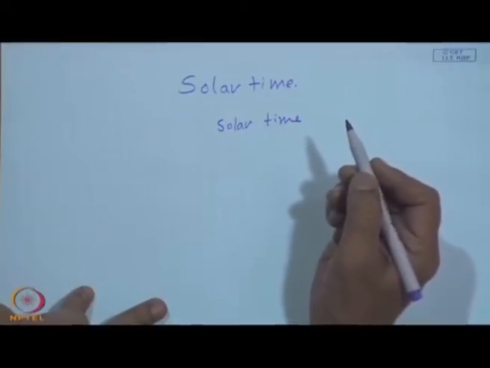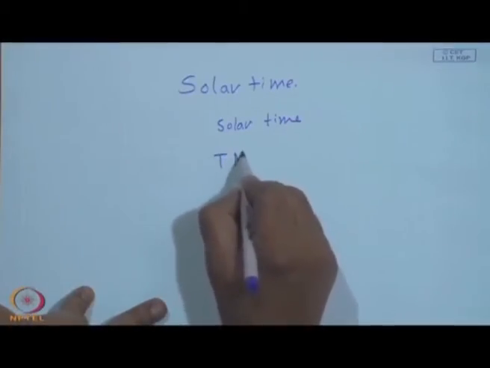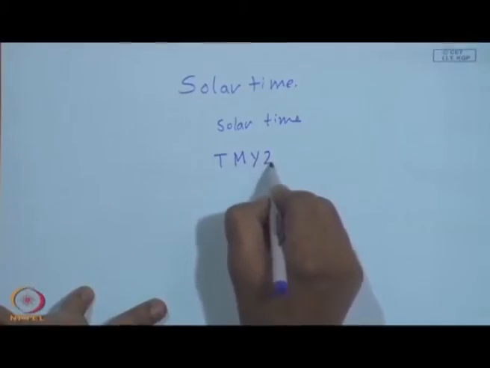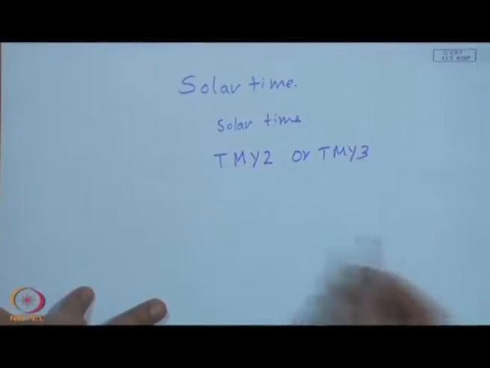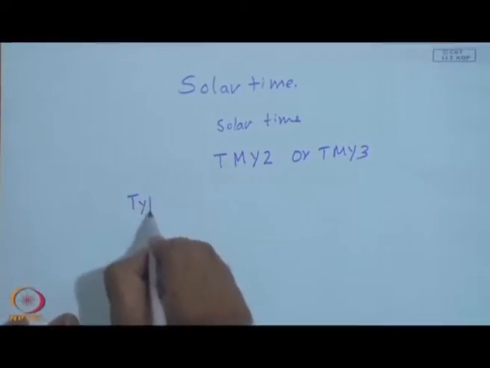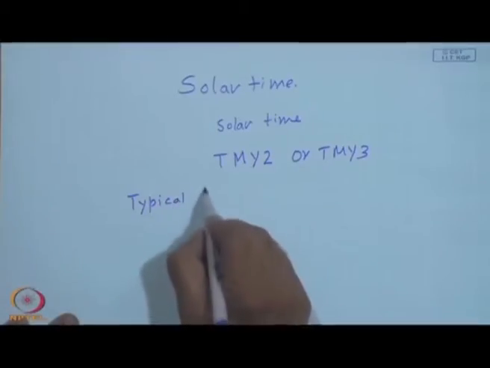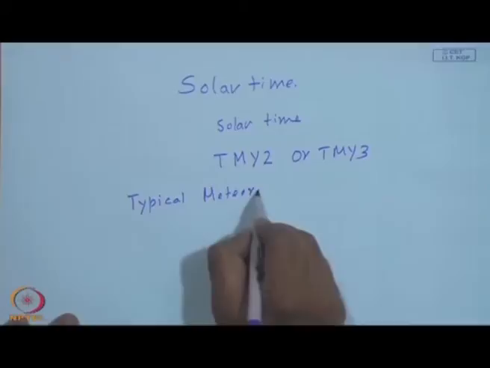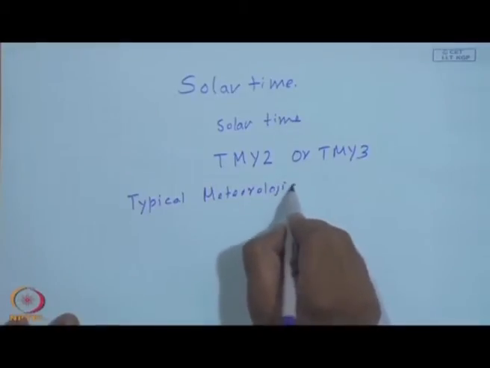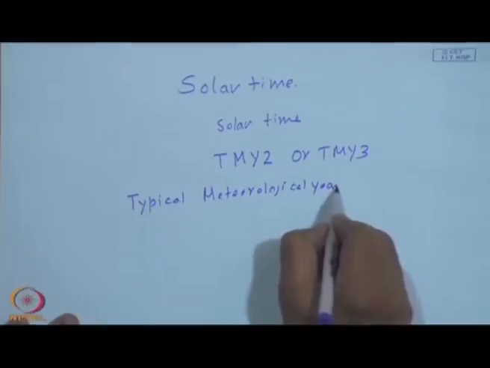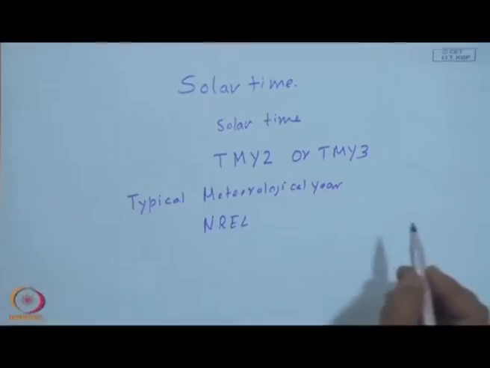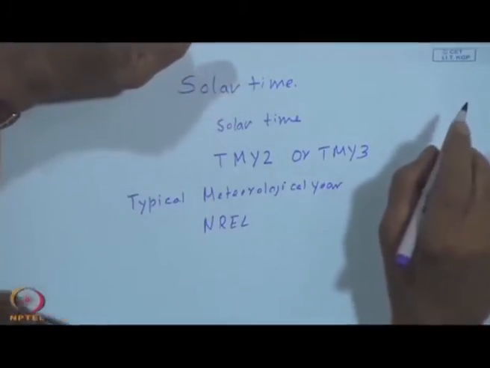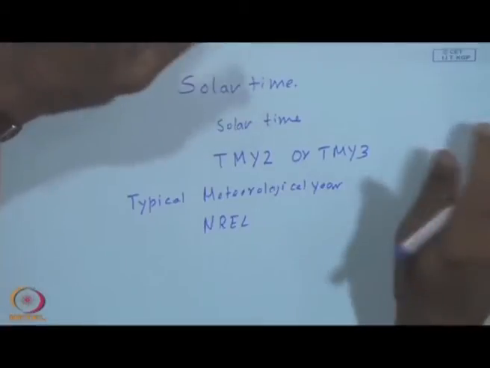For example, one of the sources is TMY2 or TMY3. This is a typical meteorological year compiled by NREL, that is the National Renewable Energy Laboratory in the US. You can just type in TMY2 or TMY3. This is a downloadable file.